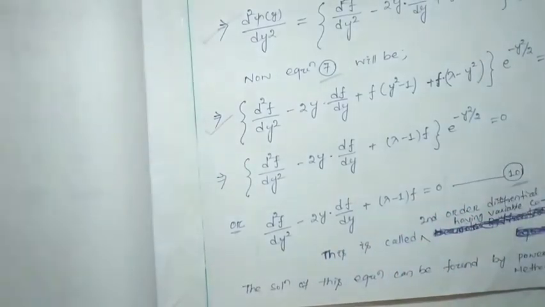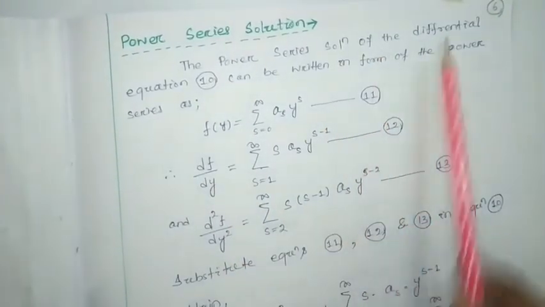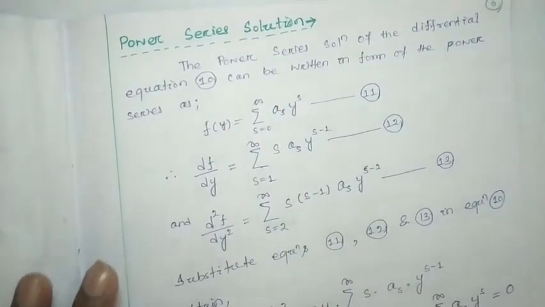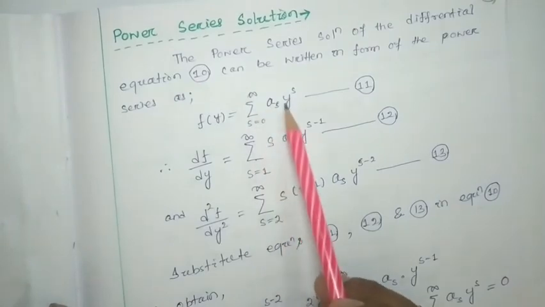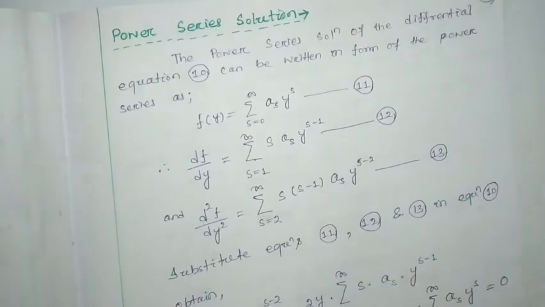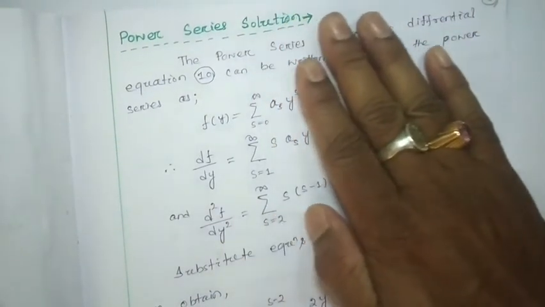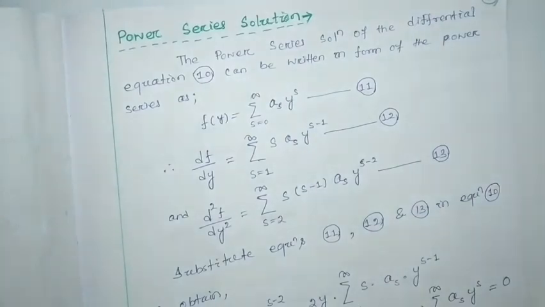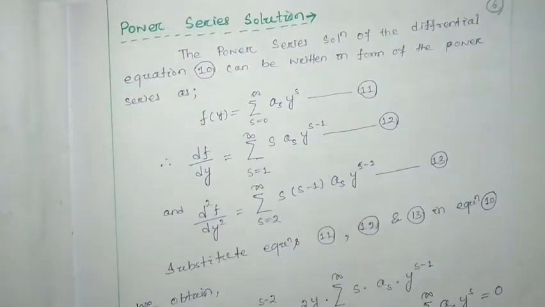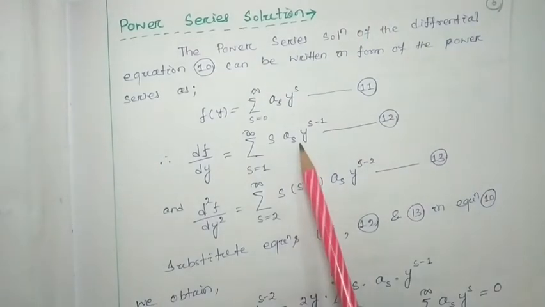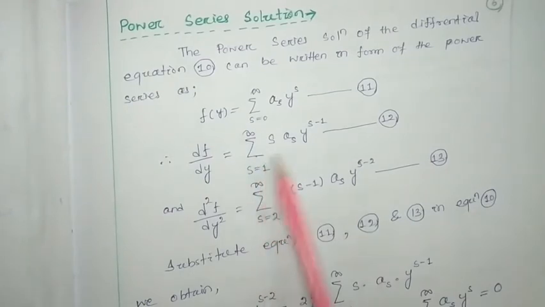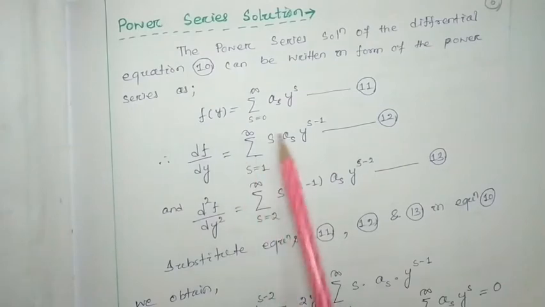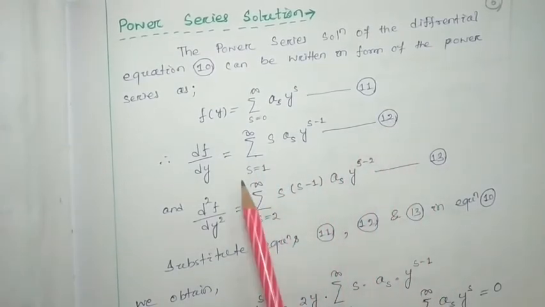So equation number 7 is transformed to this type to solve it by the power series method. Now the power series solution of differential equation 10 can be written in the form of a power series as f of y equal to summation over s equal to 0 to infinity of a_s y to the power s. Let it be equation number 11. And its first derivative will be summation of s into a_s into y to the power s minus 1. S equal to 1 to infinity, it would not be put as 0 because if I consider 0, then this term will be 0. So this is equation number 12, and it varies from 1 to infinity.